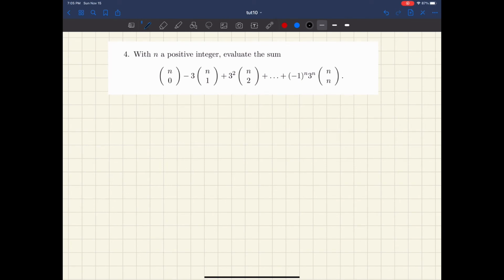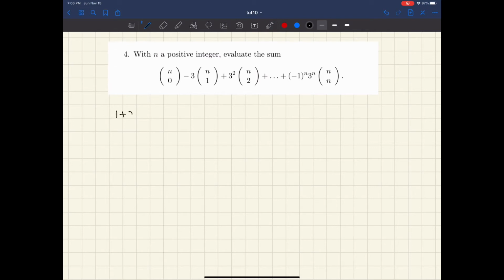Now this question is quite simple. With n a positive integer, we have to evaluate the sum nC0 minus 3 times nC1 plus 3 squared nC2 minus 3 cubed nC3, and so on till (minus 1) to the power n, 3 to the power n, nCn.